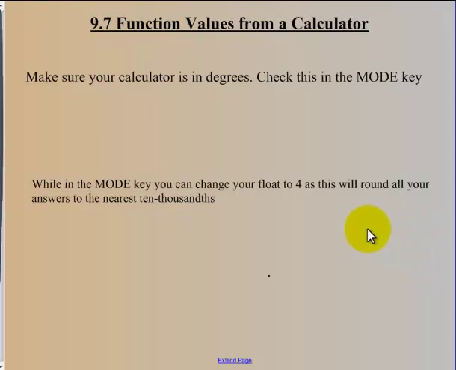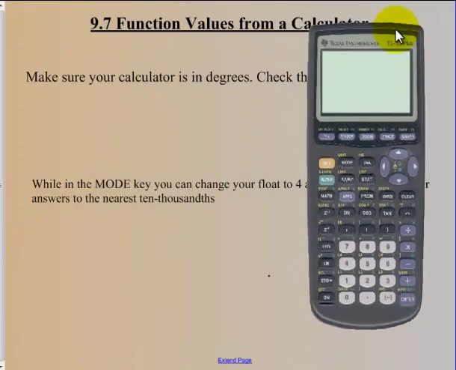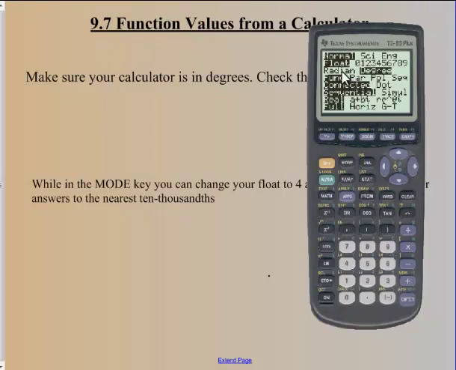All right, today you're going to be doing all your work off a calculator. So you're very excited. That's why the title is Function Values from a Calculator. So before we start this, go to your calculator and we're going to clear all that out. And we're going to go here to the mode and we're going to make sure that we are in degree. If you're not in degree, scroll your cursor down and over and press enter.